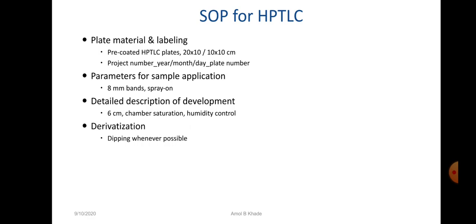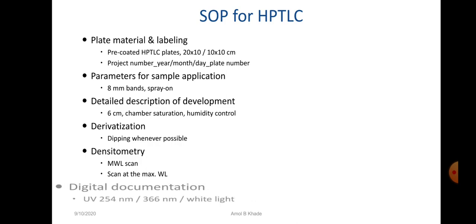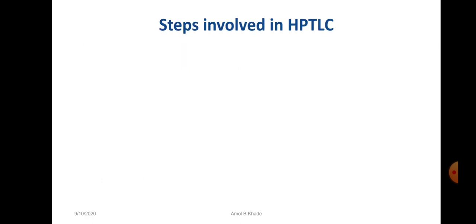And if required, if the samples are not getting detected in the normal condition, we can do derivatization using various chemical reagents. We can also use densitometry, especially for quantitative estimation, with multiple wavelength scans or scanning at its lambda max. And digital documentation is possible, which is very mandatory and required for industrial application.